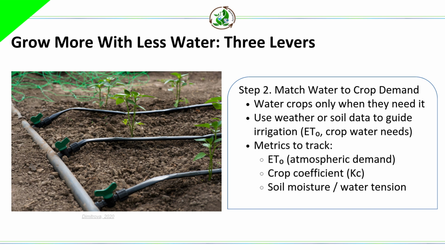Some key metrics farmers track are ET0, or atmospheric demand for water, crop coefficient, called KC, which adjusts water needs for different crops, soil moisture or water tension, which tells us how much water is available in the soil. By matching irrigation to crop demand, farmers avoid wasting water while keeping plants healthy.